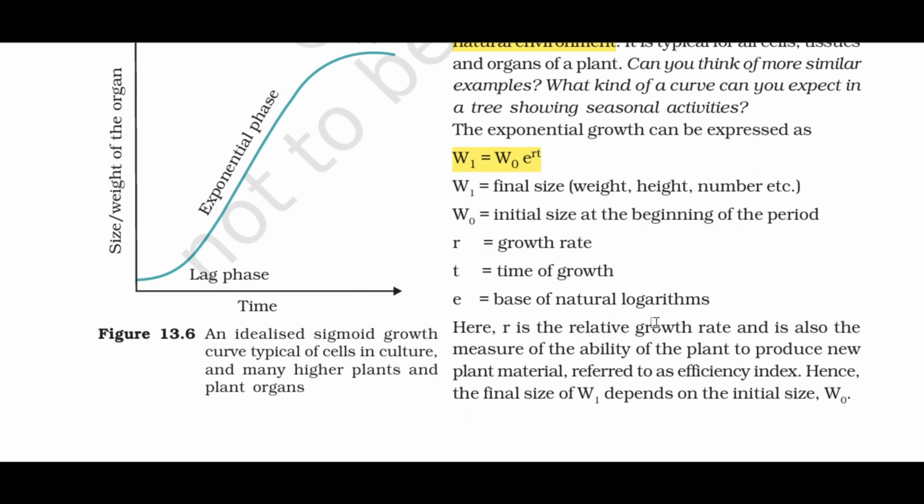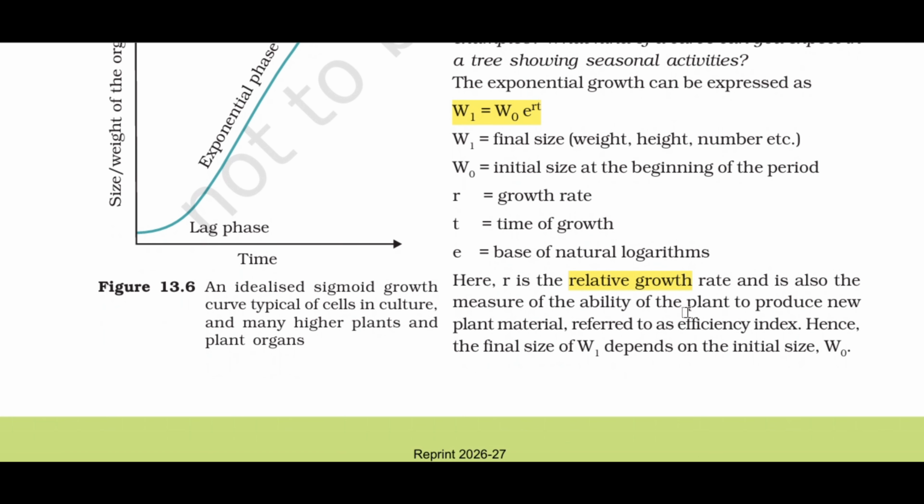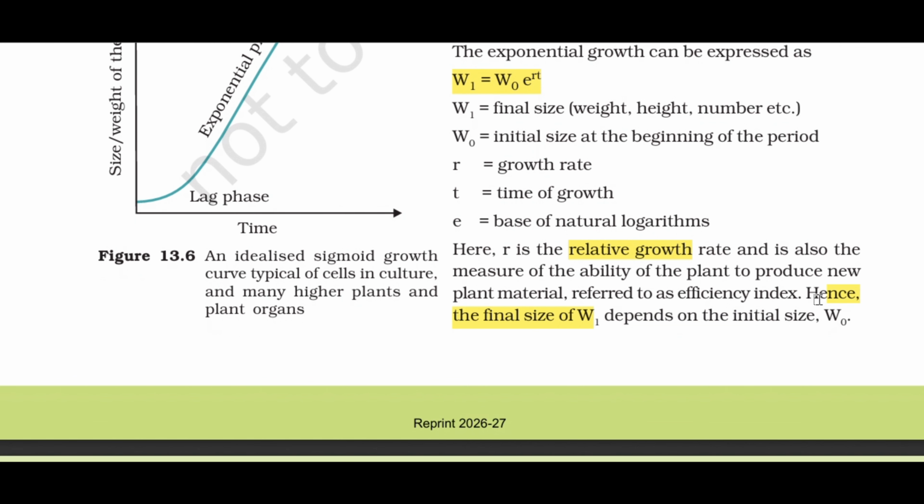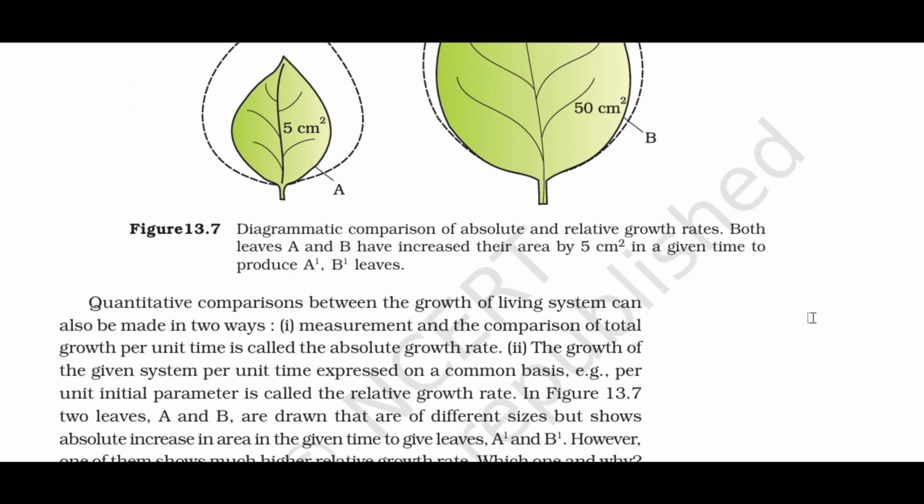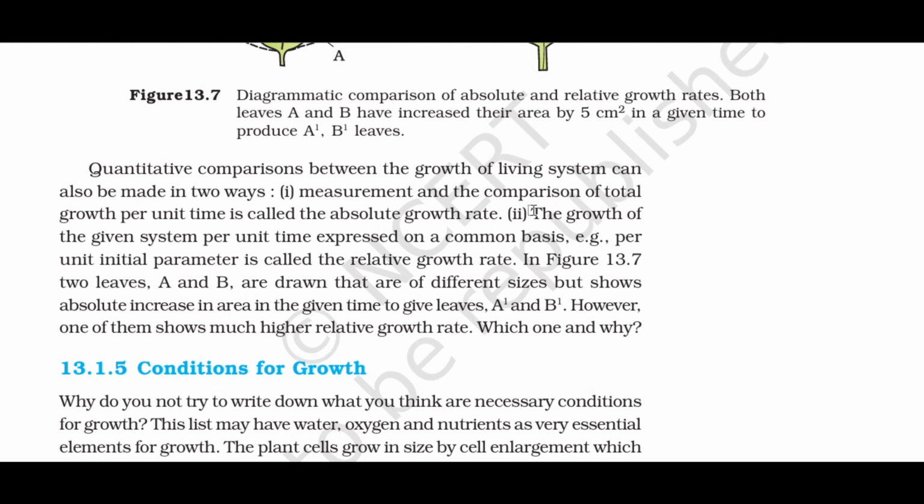Here, r is the relative growth rate and is also the measure of the ability of the plant to produce new plant material, referred to as efficiency index. Hence, the final size of W1 depends on the initial size, W0. Quantitative comparisons between the growth of living systems can also be made in two ways. 1. Measurement and the comparison of total growth per unit time is called the absolute growth rate. 2. The growth of the given system per unit time expressed on a common basis, for example per unit initial parameter, is called the relative growth rate.